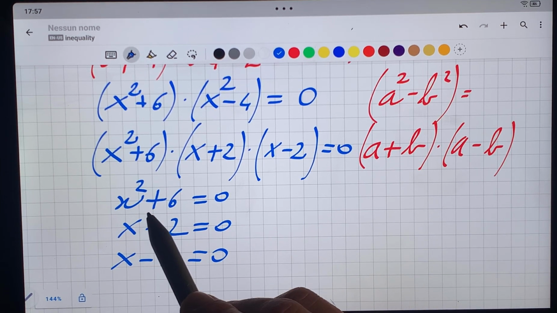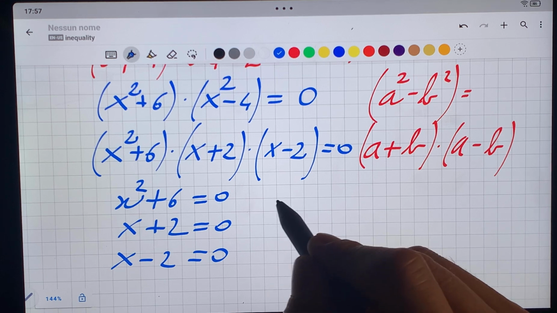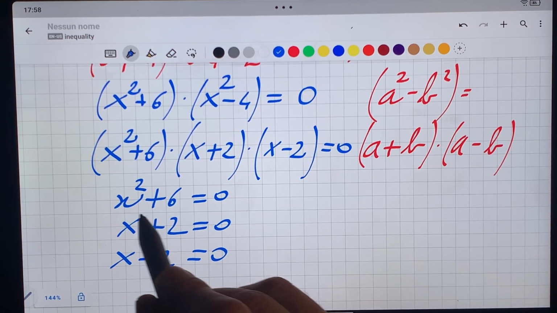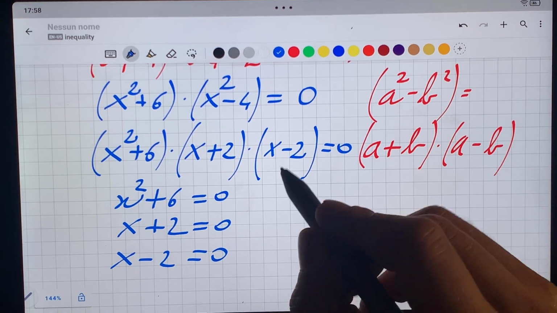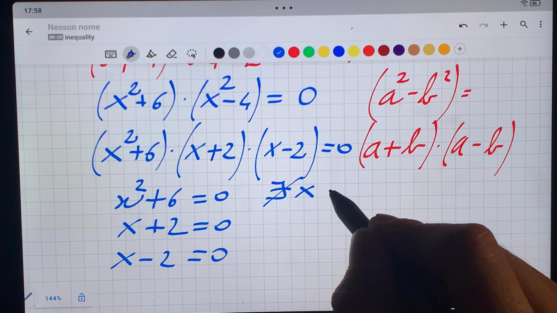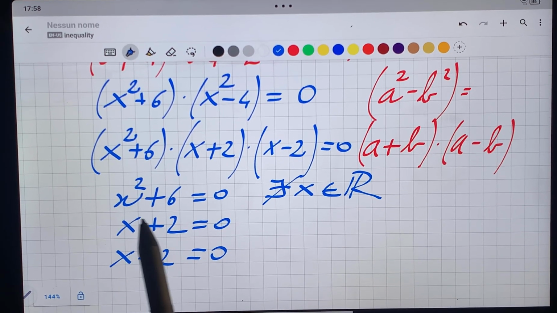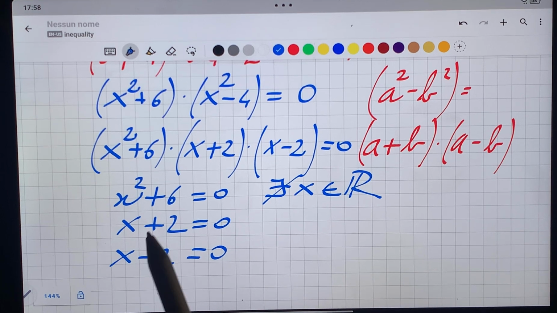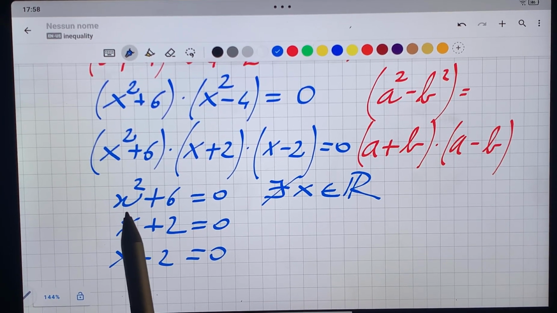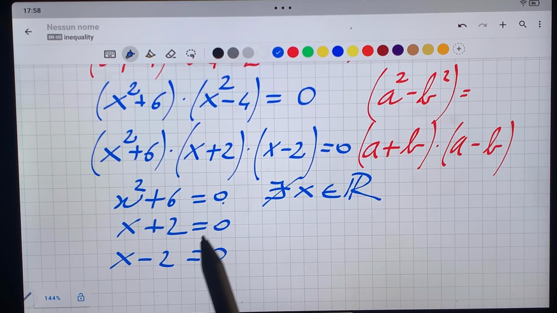But x squared plus 6 is equal to 0. There is no real number x that gives us this, so there doesn't exist any real number that solves this equation, because 6 is positive and x squared is positive. If we sum two positive numbers, we will never get 0.